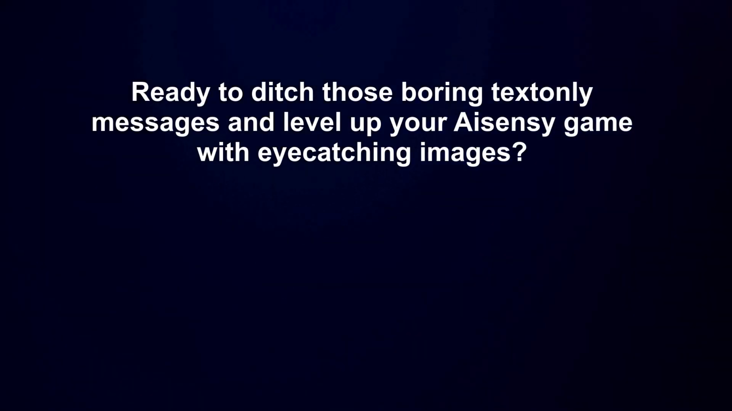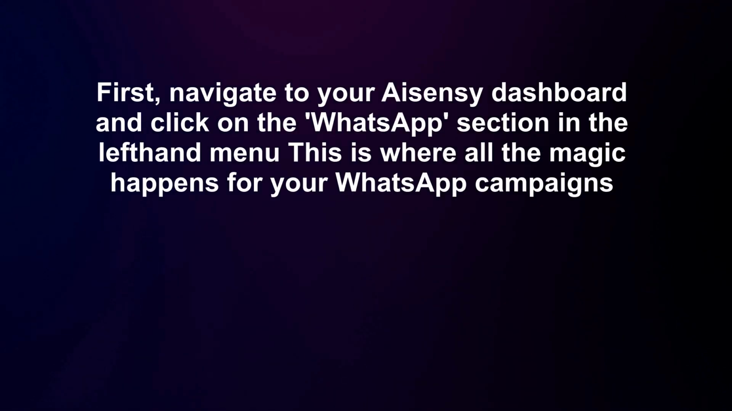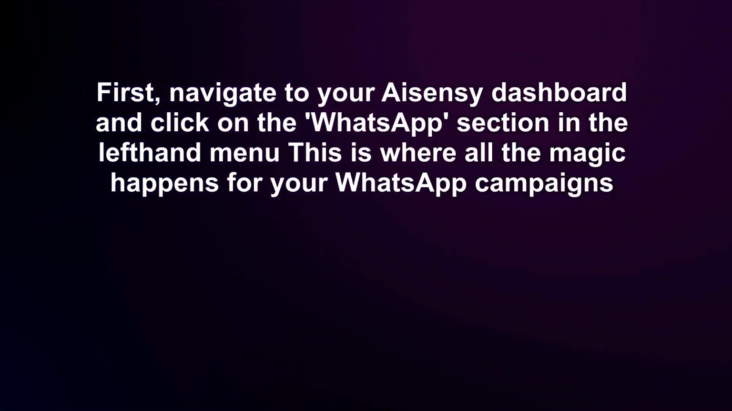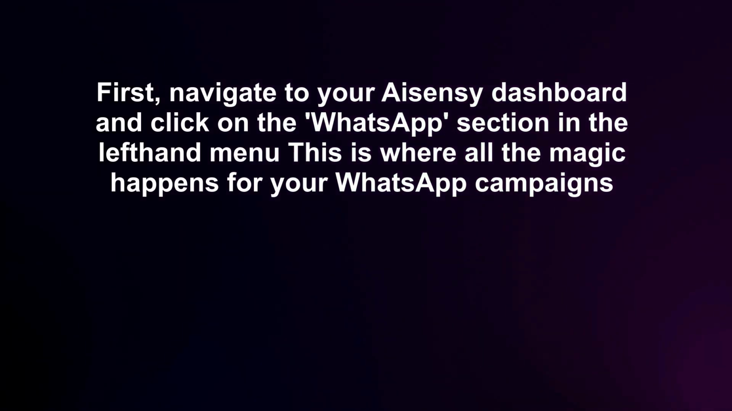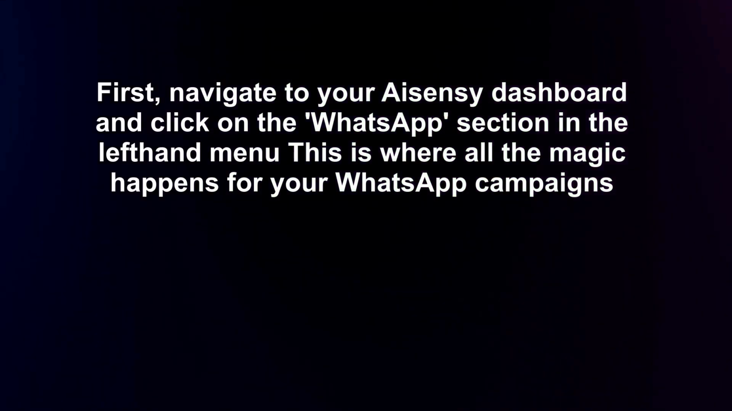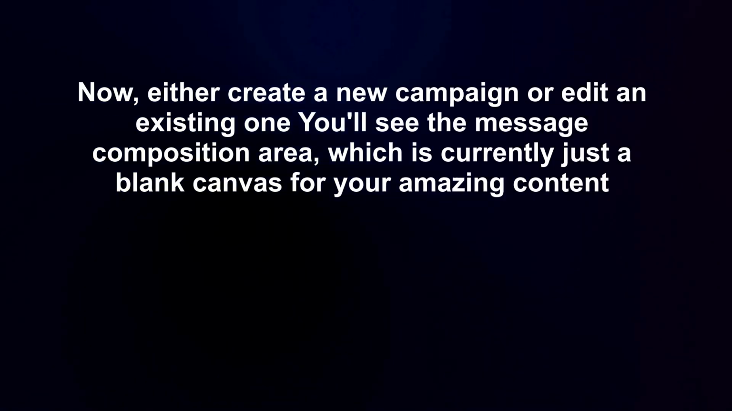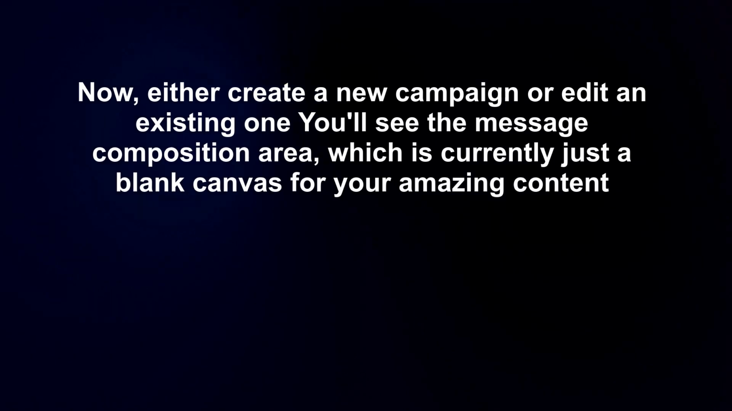Ready to ditch those boring text-only messages and level up your Aisensy game with eye-catching images? First, navigate to your Aisensy dashboard and click on the WhatsApp section in the left-hand menu. This is where all the magic happens for your WhatsApp campaigns. Now, either create a new campaign or edit an existing one.